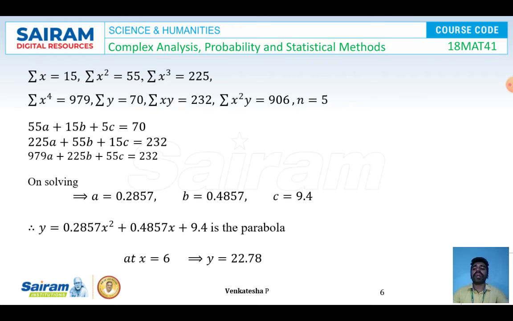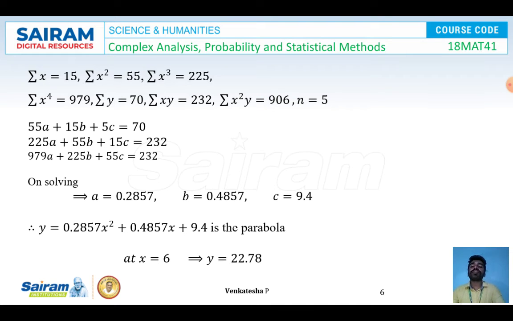So adding all x, we get Σx = 15. Adding all x², I got 55. Adding all x³, I got 225. Adding all x⁴, I got 979. Adding y, I got 70. Adding all xy, I got 232. Adding all x²y, I got 906. And the value of n is equal to 5.